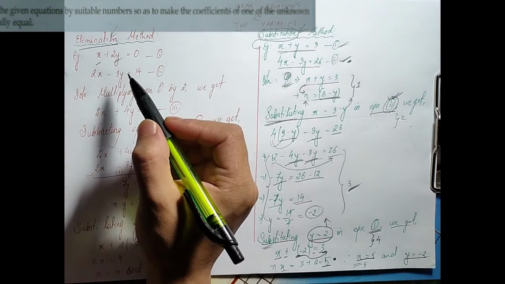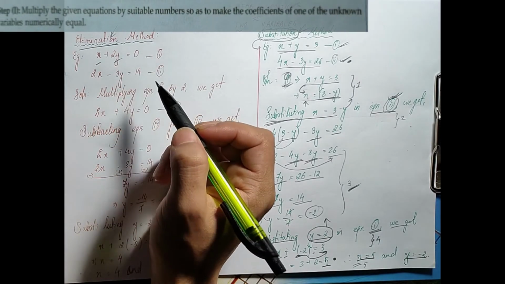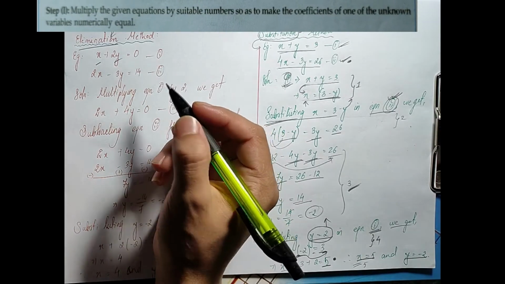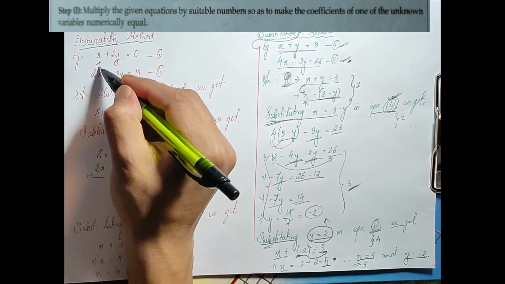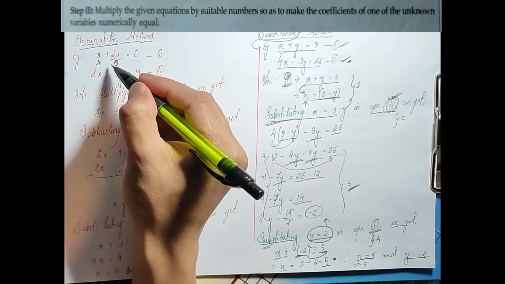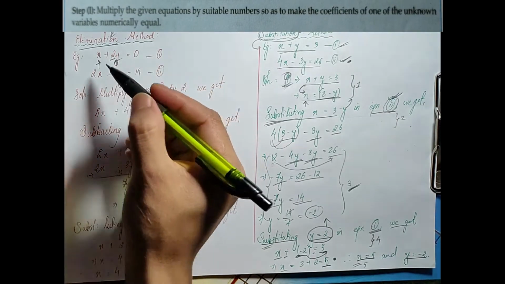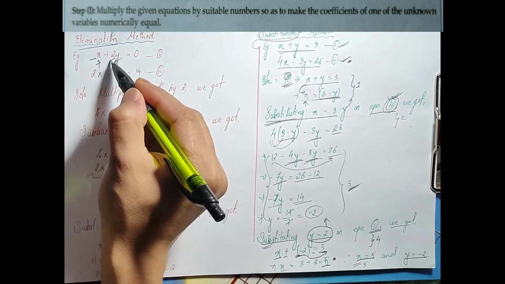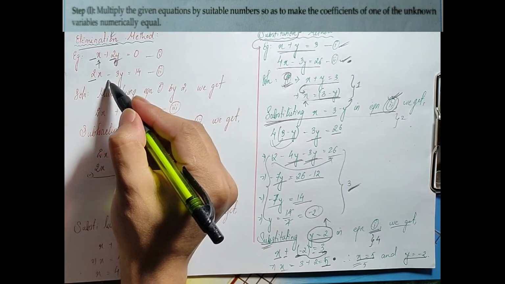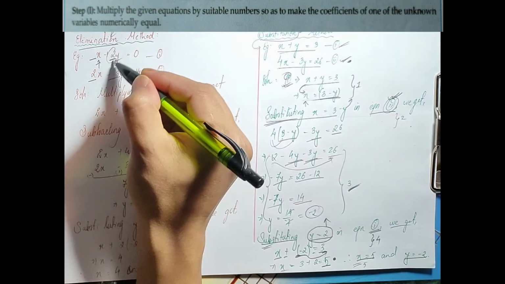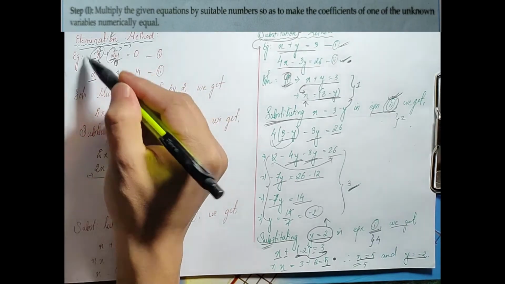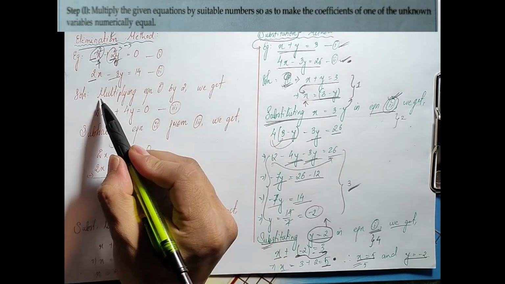Step 1. Multiply the given equations by suitable numbers so as to make the coefficient of one of the unknown variables numerically equal. So you can again choose x or y to have the coefficient to be numerically equal. Here we have the coefficient of x as 1, coefficient of y as 2, coefficient of x as 2 and coefficient of y as minus 3. So either we can make this minus 3 or we can make this 2. Making this 2 looks simpler, so let's do that.